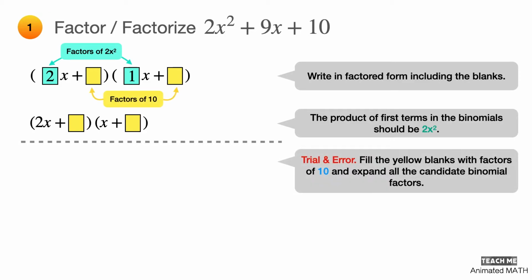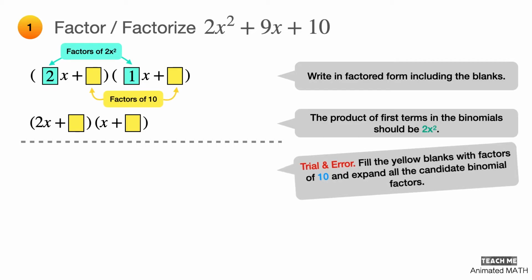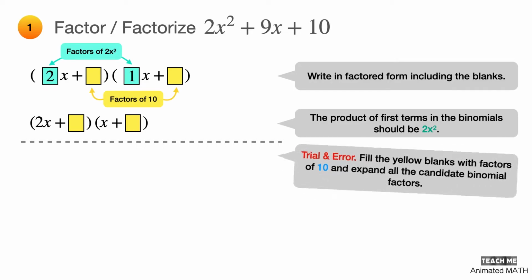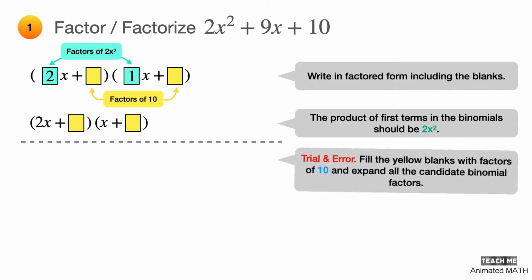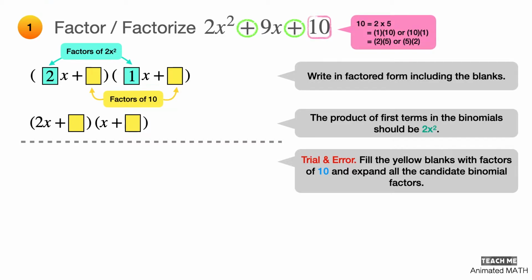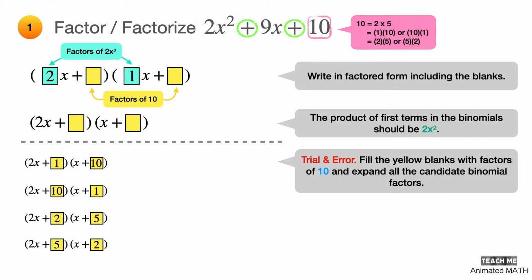The next step is trial and error, and can be considered the longest step when factoring quadratic trinomials with non-1 leading coefficient. Since both the middle term and the last term are positive, it means that you only need to consider factors of 10 that are positive. Fill in the yellow blanks with factors of 10 and perform polynomial multiplication on each pair. Let's multiply the first candidate factors. The resulting middle term is 21x, but since we're looking for 9x, this candidate is incorrect.